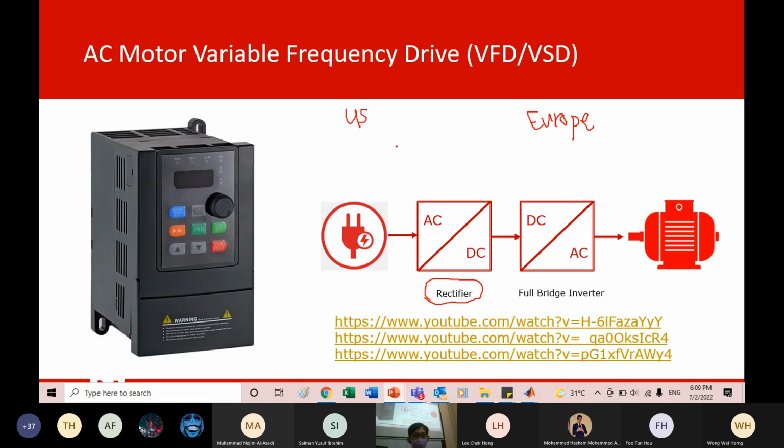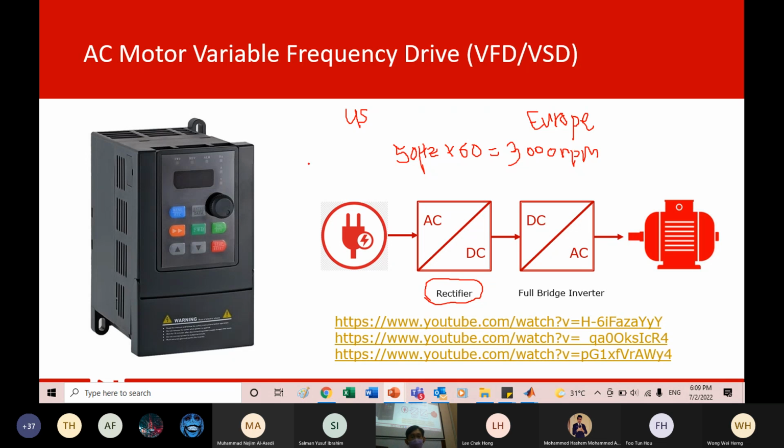Now, our frequency is 50 Hertz. If we want to change to RPM, we multiply by 60, and we will get 3,000 RPM. So if we want the motor to run faster, we increase the frequency. If we want it slower, we decrease the frequency.